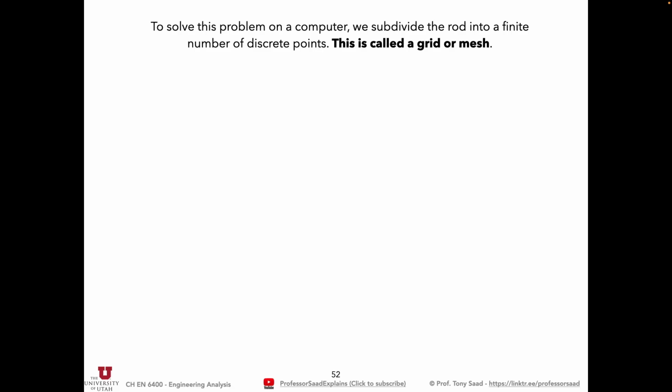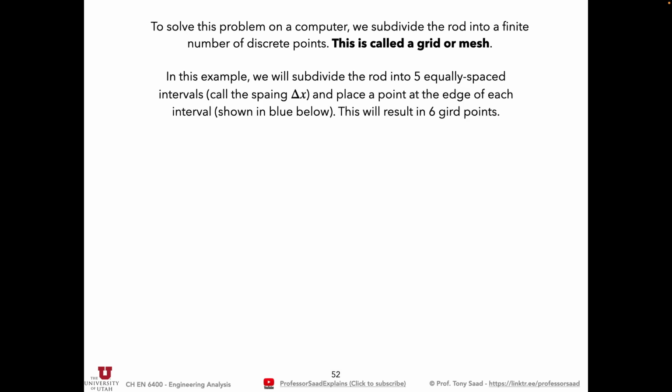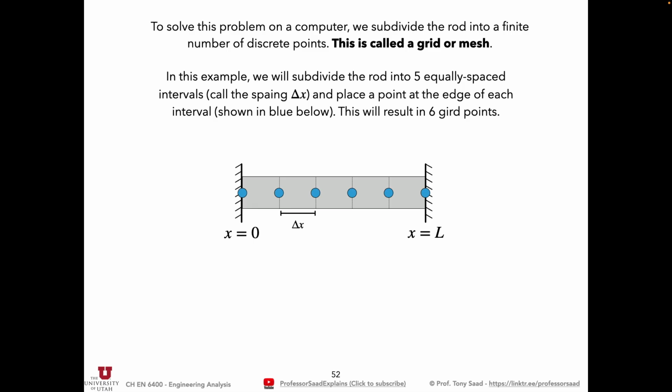So to solve this problem on a computer, we are going to subdivide this domain, this material, into points. Okay, we're going to call this the grid or the mesh. And here for an illustration, I'm going to put 6 points. So I'm going to put a point here, here, equally spaced. So I'm going to take this entire rod or material and equally subdivide it into equal intervals. I'm going to do 5 equally spaced intervals, or 6 points. So 1, 2, 3, 4, 5 intervals, 6 points.